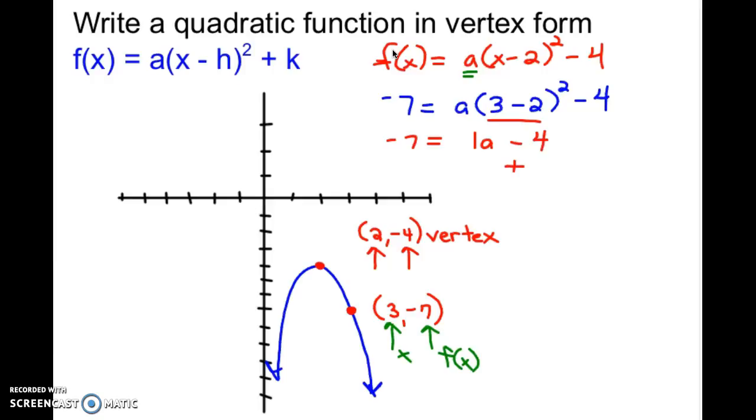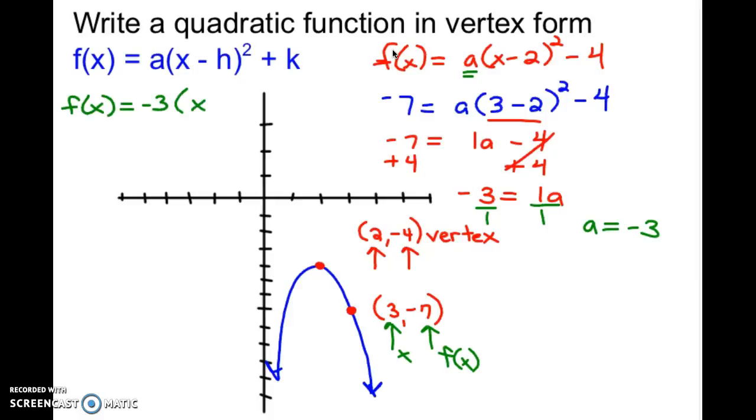To solve for a, I would add 4 to both sides. So you get -3 equals 1a. And then I would simply divide by the number next to a, which in this case is 1. So you would figure out a equals -3. So at the end, my final equation would be f of x equals, I'm going to fill in my a, and then I'm going to fill in my vertex for the other part, just like I did earlier. And that would be the equation that would model this graph. Again, sometimes they'll give you a graph, sometimes they'll give you a table. But as long as you know the vertex, and you know another point on the graph, you can write an equation.